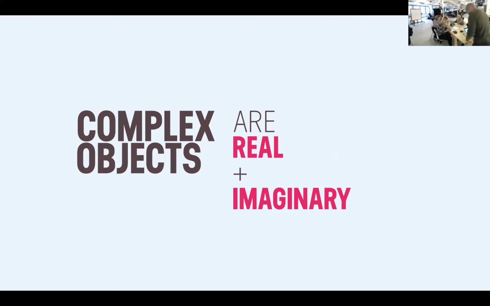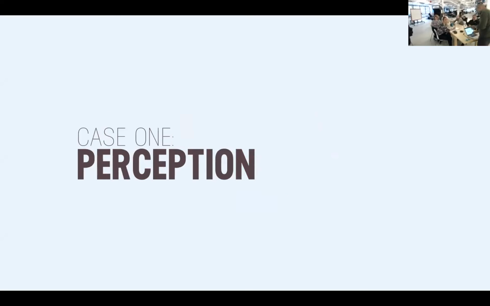So complex objects are comprised of a real part and an imaginary part. Who's got math here? Anybody got good math? Okay, so that's a concept from mathematics where numbers can be comprised of a real number and an imaginary number. When you put them together, you get a complex number. But the most important thing about it is that all numbers are complex numbers. Similarly, all objects are complex objects.